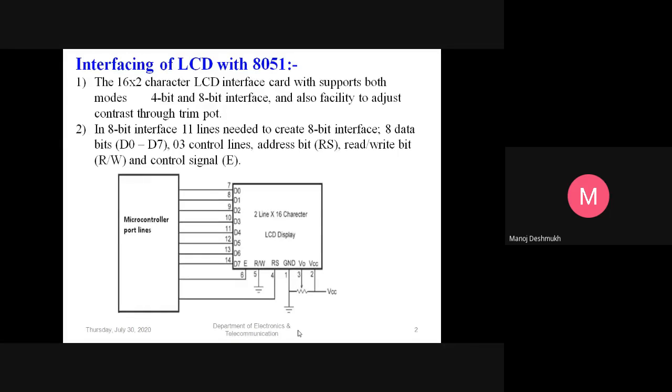Okay. See, as we have discussed related to the interfacing connection, the pins which are available on the LCD need to be connected with the microcontroller. Generally, the first two pins are ground and supply. The third one is contrast adjustment. Pins 4, 5, 6 are important.